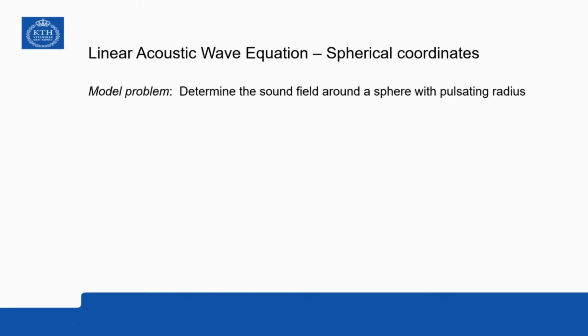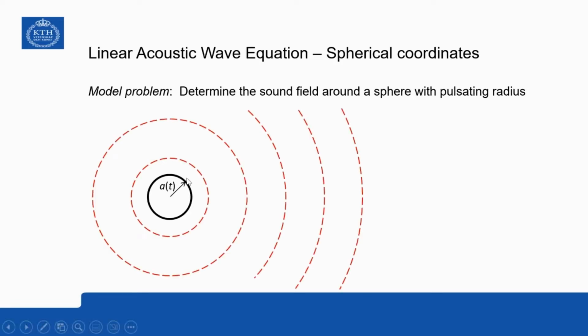We are going to investigate a model problem. We should determine the sound field around a sphere. Imagine that you have a sphere with a time-dependent radius a. We should also assume that this radius oscillates around an average value with a single frequency oscillation. That will make it possible to use complex quantities as we have used before.